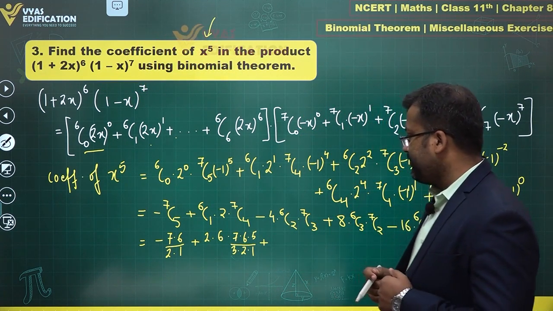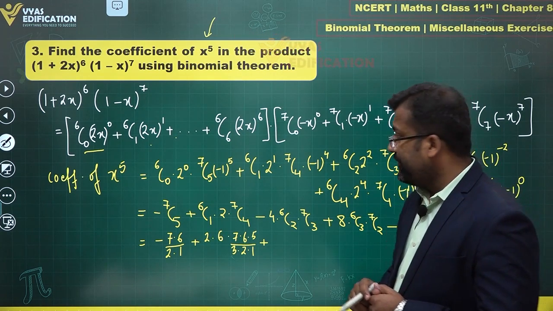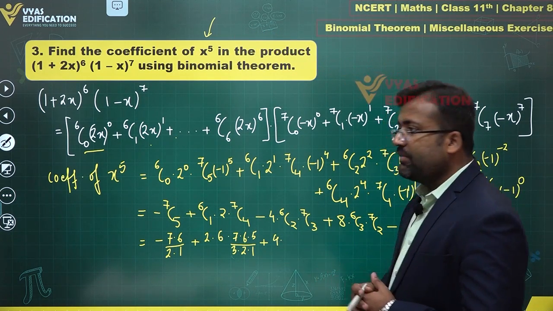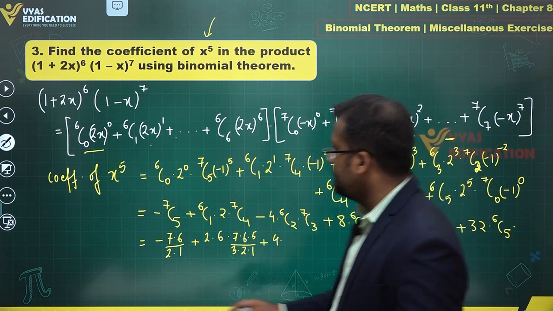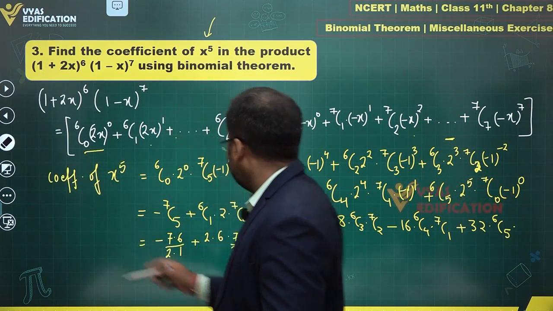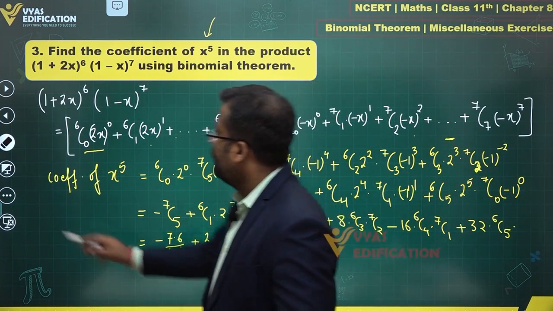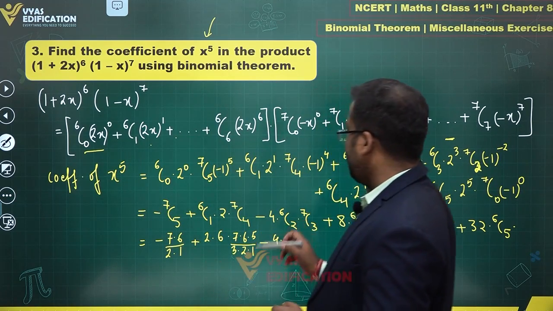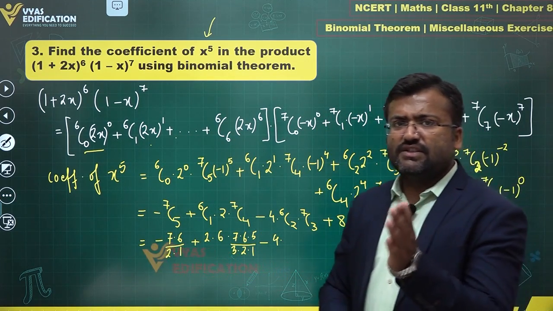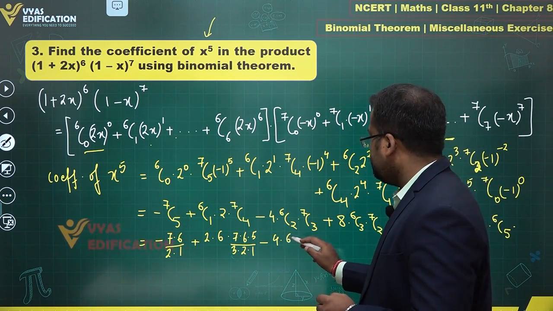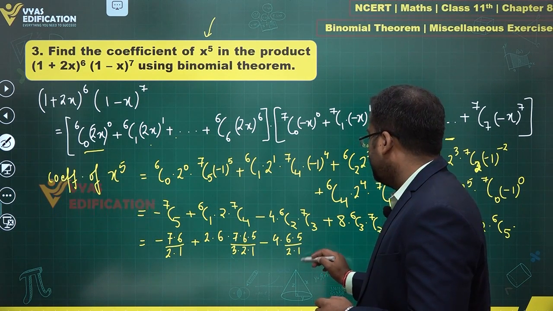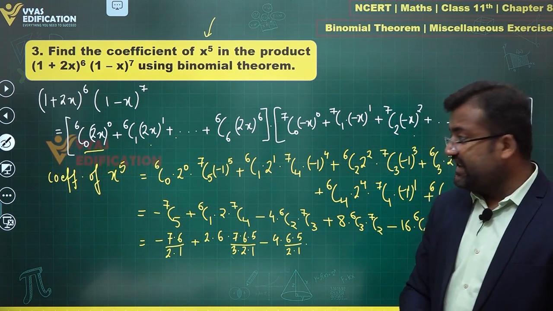Plus, what is this? Okay, this is a 4 and 6C2. So let's write this 4 separately. This is actually a minus. There's actually a minus over here. Let's not miss that minus. Okay, and we have 4 times 6C2. 6C2 is 6 5 upon 2 1. 7C3 is same as this.